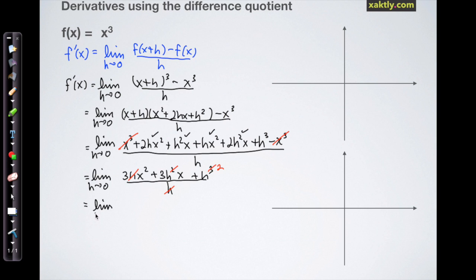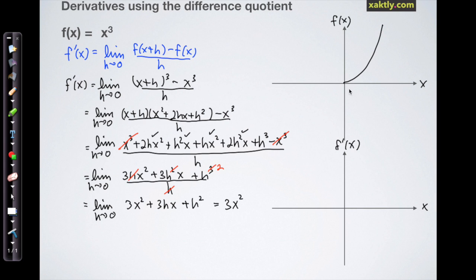and then just rewrite my limit as h goes to 0 of 3x squared plus 3hx plus h squared. And then as the h goes to 0, I'm just left with 3x squared. So that's our derivative. Now let's graph both of these functions and see what they look like.